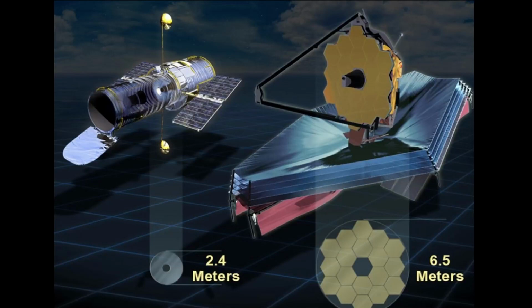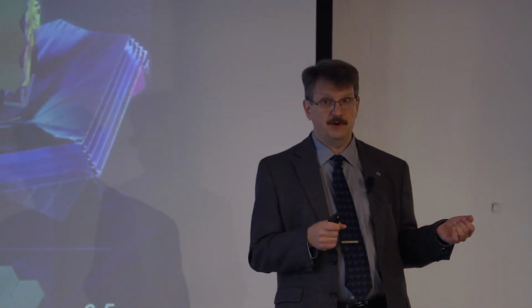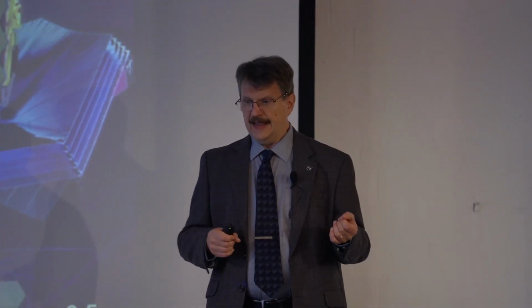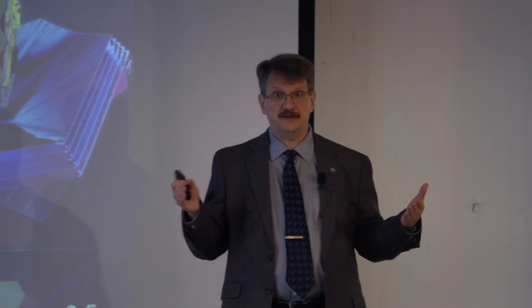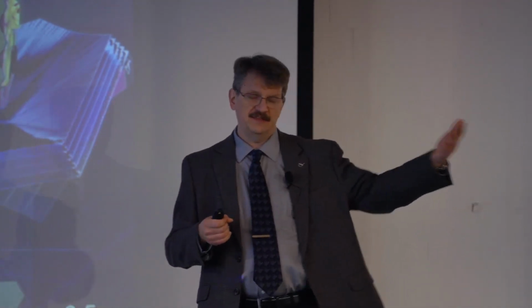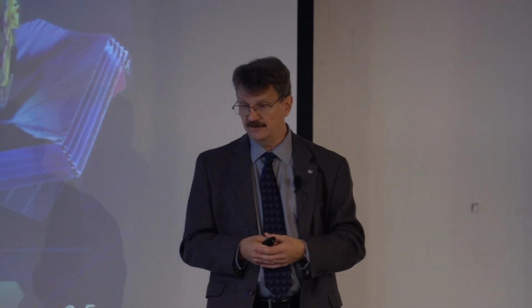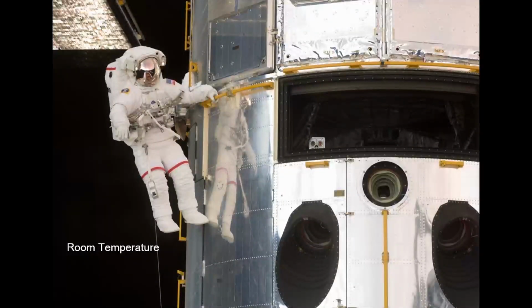First of all, it is a bigger telescope, 6.5 meters primary mirror diameter versus 2.4 meters for Hubble. And this allows us to collect more light to see things that are fainter and then on average see things that are further away. But another thing is that Webb is an infrared optimized telescope.